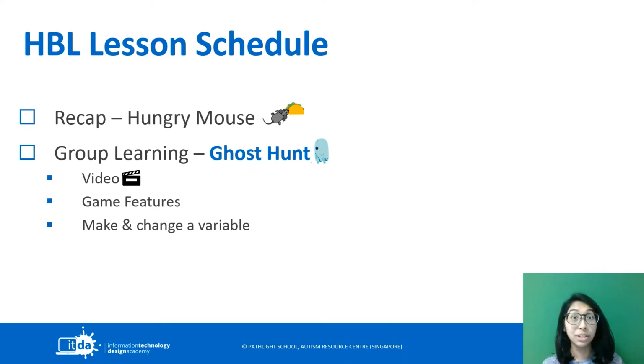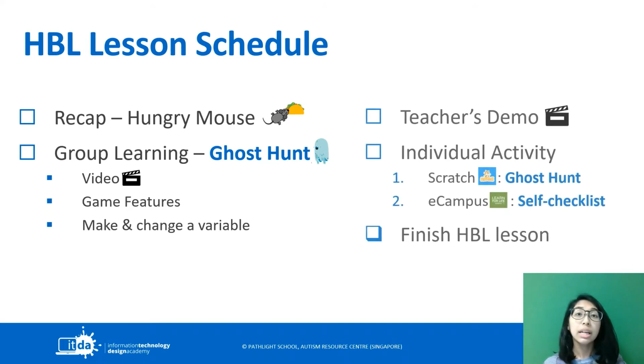I'm going to show you a video of how it works, and then after that, we're going to explore some special game features, and we are going to learn how we can make and change a new thing today, variables. Once done, after this video has finished, on your own, you'll be expected to watch the teacher's demonstration video. If you really don't want to watch it, it's fine. Move on to the Scratch activity. So do your own coding for Scratch Ghost Hunt. Finish, go back to eCampus IT HBL page and do your self-checklist. And that's all for today.